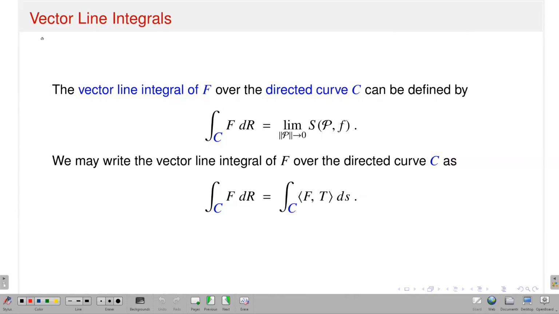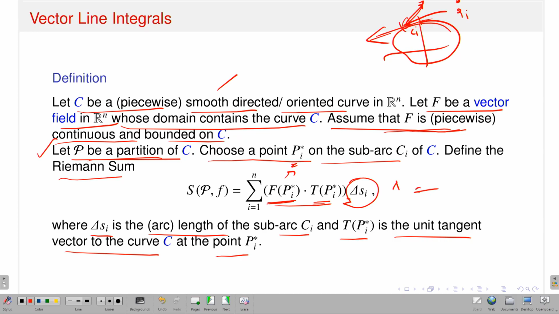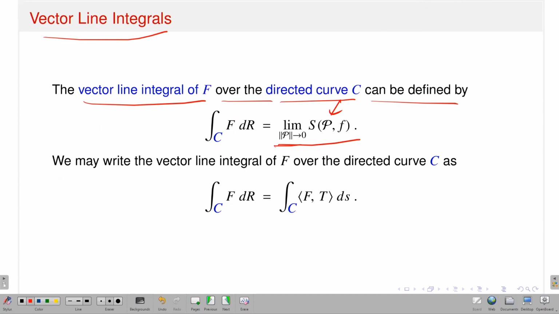So this is the definition of vector line integrals. The vector line integral of capital F over the directed curve C can be defined as this right hand side. So make a Riemann sum. As I said, this is the corresponding Riemann sum. If the norm of the partition goes to 0, if this limit exists, then I will say that this is the vector line integral of capital F over my curve C, and this is the notation, the integration over C of capital F dr. We may write the vector line integral of F over the directed curve C in this way also, integration C F dr.